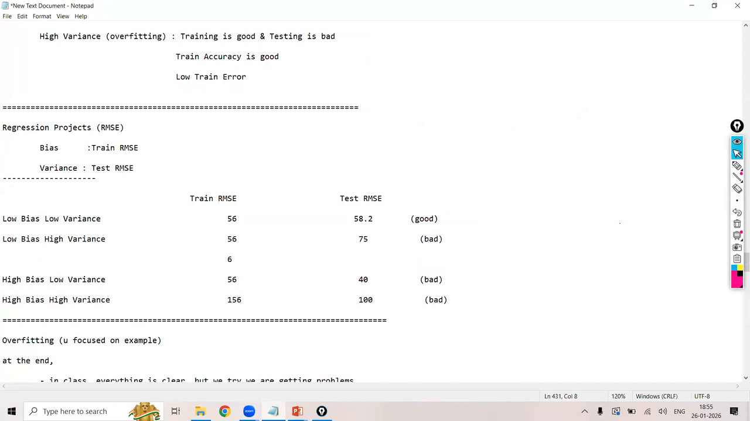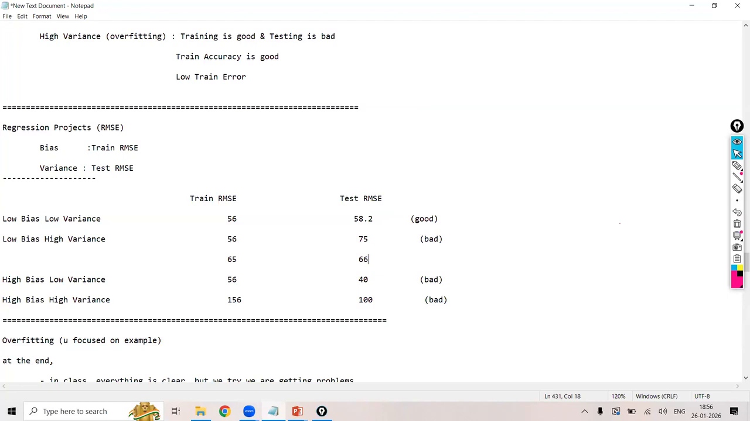Which side will I increase? I will increase the train error. Instead of decreasing, I will increase the error. The other side I will decrease the error. One side I will increase, the other side I will decrease. This concept is called regularization, and finally balancing both of them.